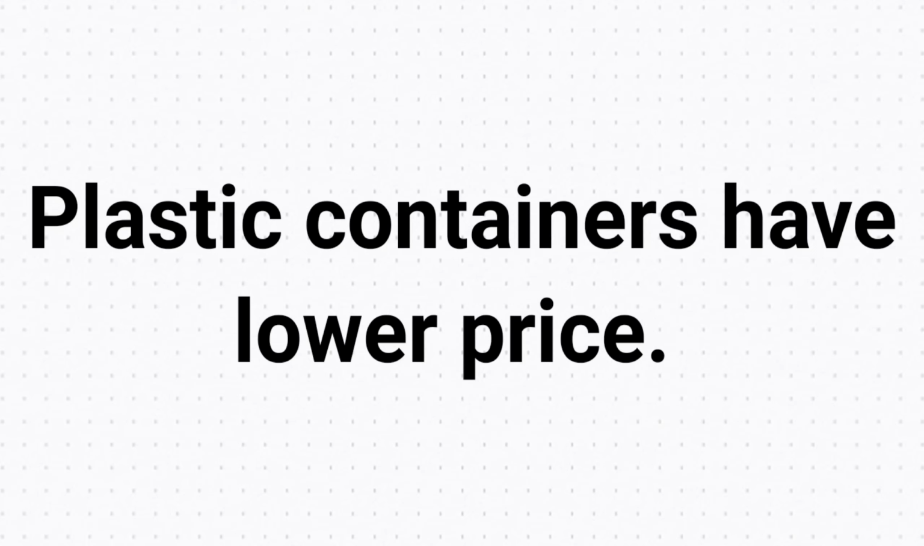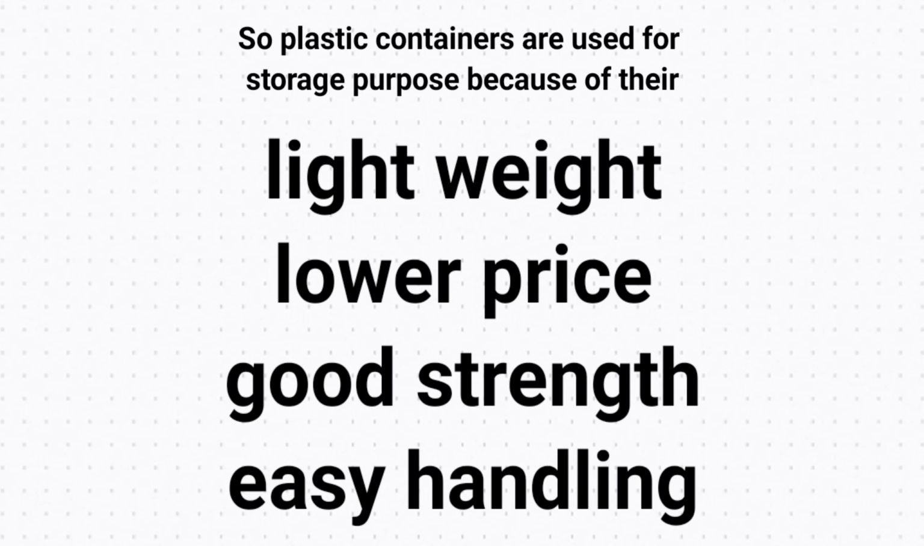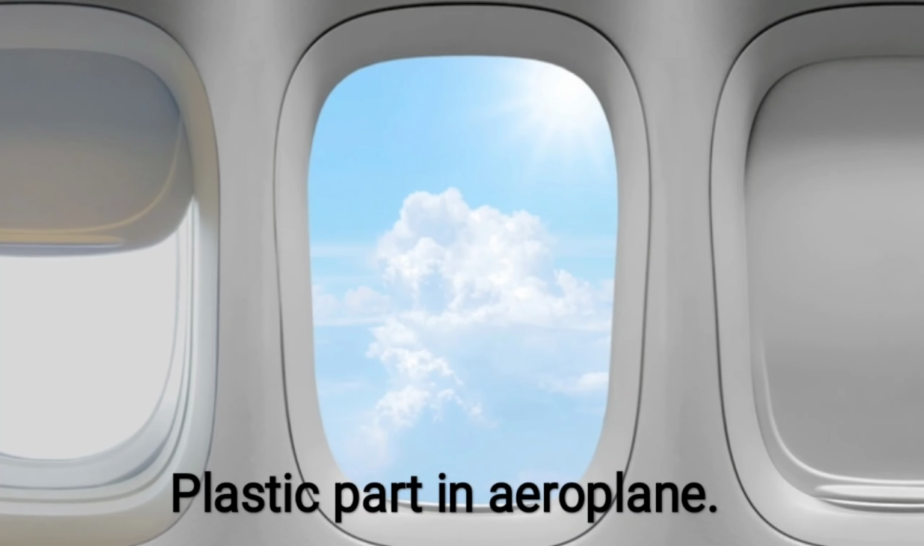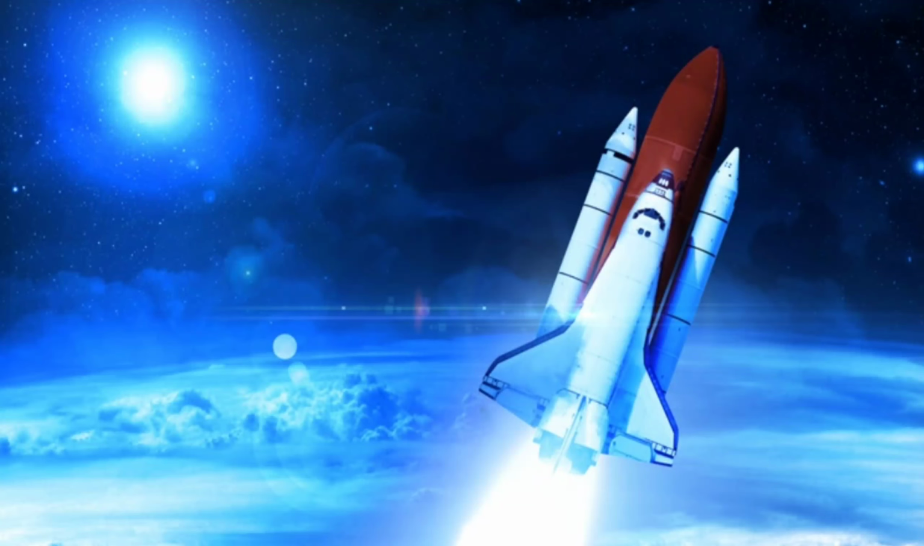The next use of plastic containers is that they have a lower price when compared to glass or steel containers. Plastic containers are used for storing food because of their light weight, lower price, good strength and easy handling. Plastics are lightweight when compared to metals. So plastics are used in cars, aircrafts and even in spacecrafts.